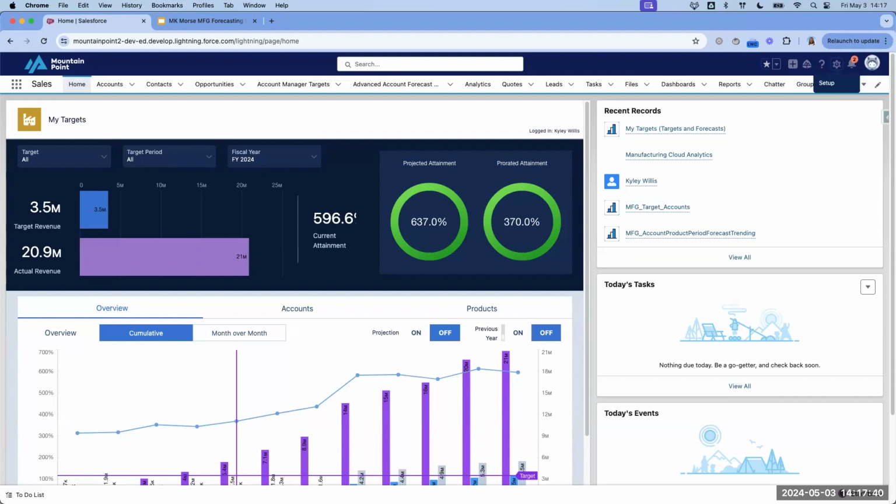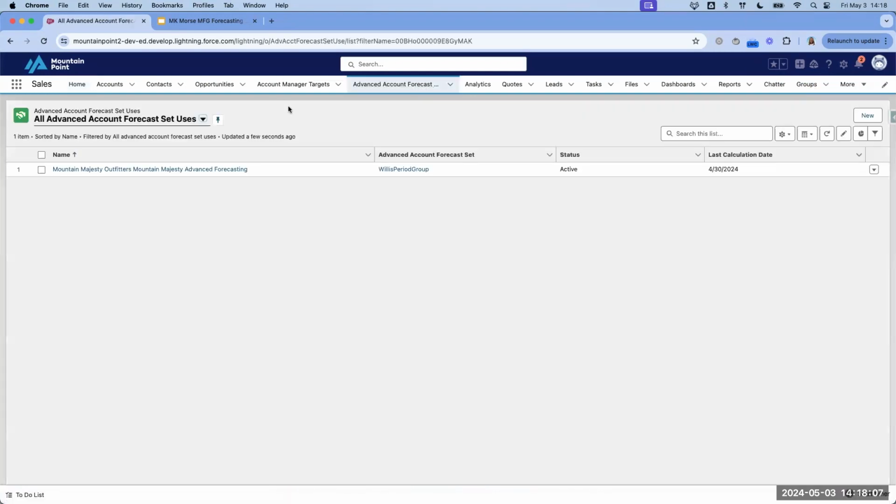Okay, so within our demo org here, the setup for your advanced account forecasting is actually done within setup. So I'm not going to go over the actual setup of the forecasting behind the scenes, but once the forecast or multiple forecasts are configured and they've been generated, they're now accessible in what's called the advanced account forecast set use object, which is a mouthful, I realize. But that's this object right here.